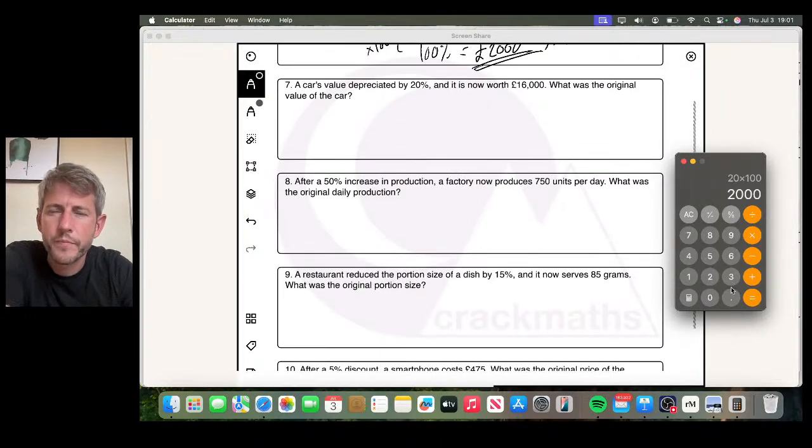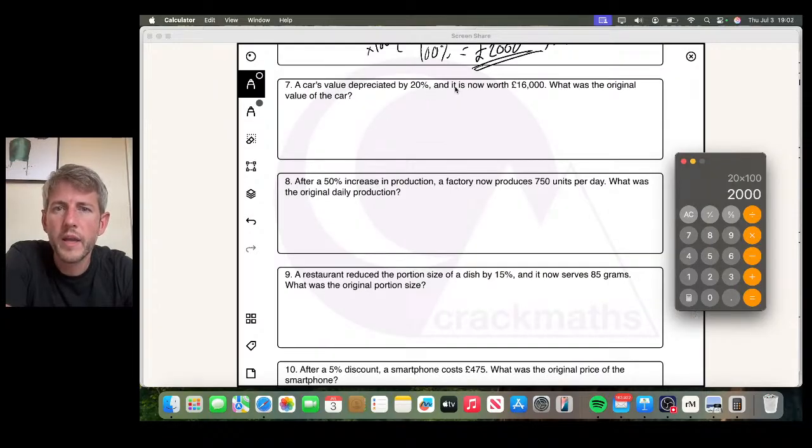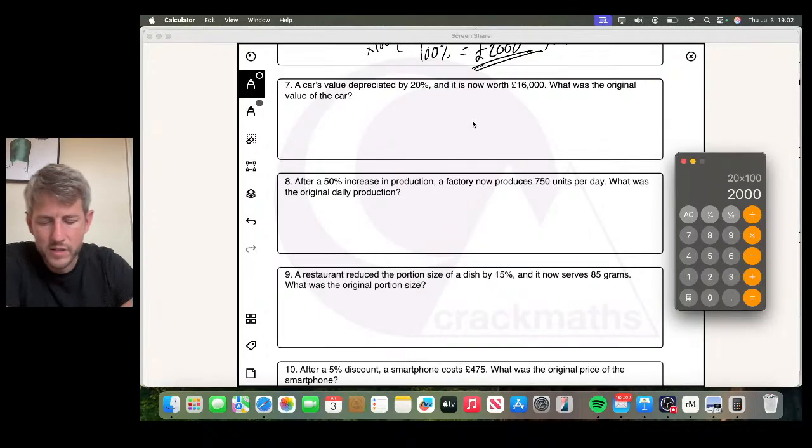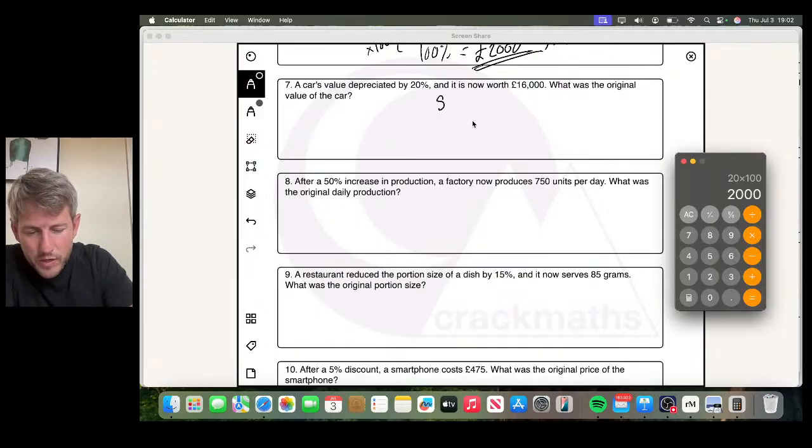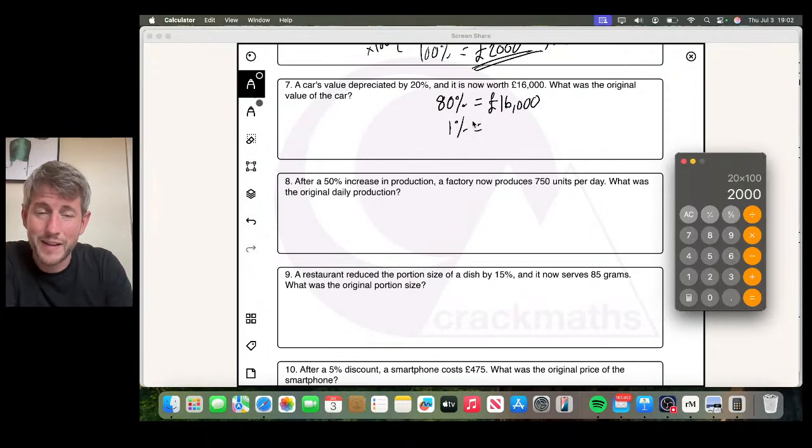Question 7. So it says here, a car's value depreciated by 20% and it is now worth £16,000. What was the original value of the car? So 20% decrease means we're looking at 80%, because 100% take away 20 is 80. And then 80% is 16,000. To be honest, we could probably do this one without a calculator, but just because I'm checking my answers, I'm going to use the calculator just to be really safe.